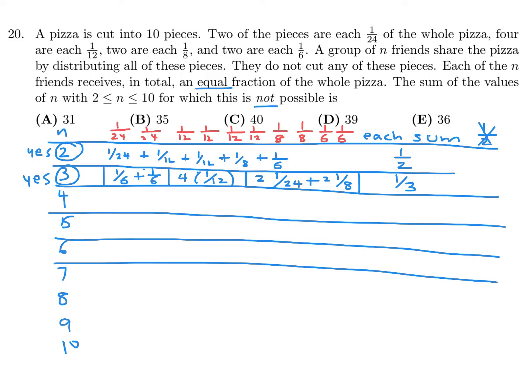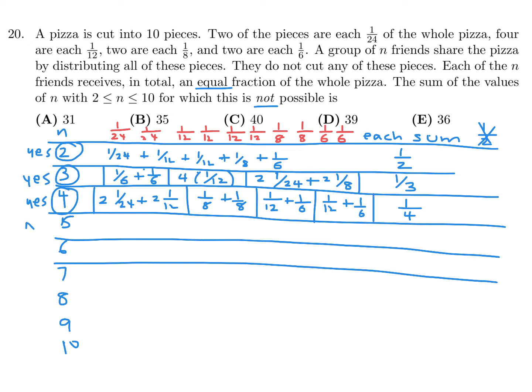The ones that work are 4. That's going to be, each person would have a quarter, and it's basically one person gets both of the 1/24ths plus 2 of the 1/12s, and that would be a quarter. The other person gets both of the 1/8ths, that'd be a quarter, and then the third person gets 1/12 plus 1/6, and then the fourth one gets 1/12 plus 1/6.